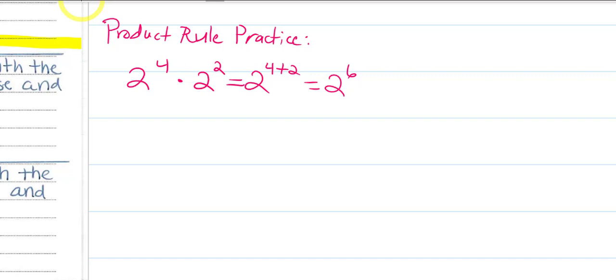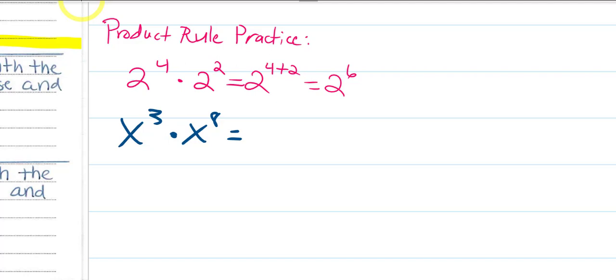This time we're going to use it with variables. So let's say I don't know any numbers, but I can tell this base is x, and I have x to the 3rd times, make sure it's multiplication, x to the 8th. Pause the video and try that one.